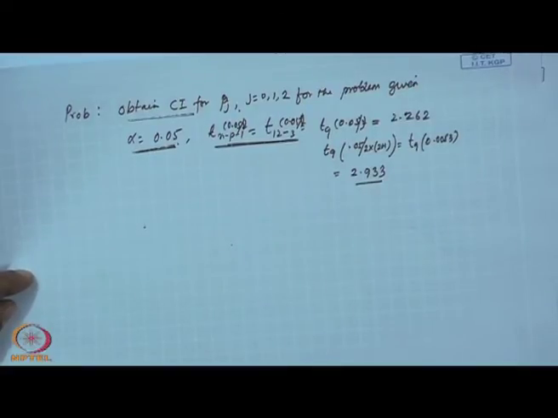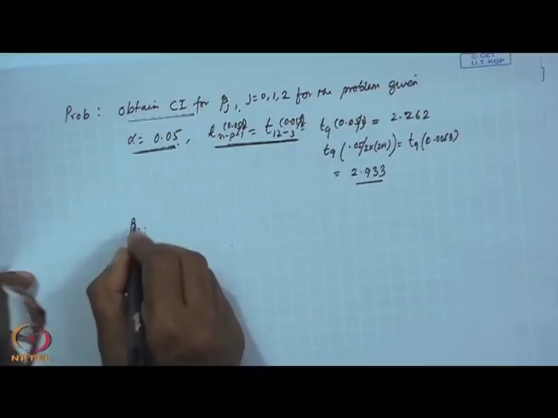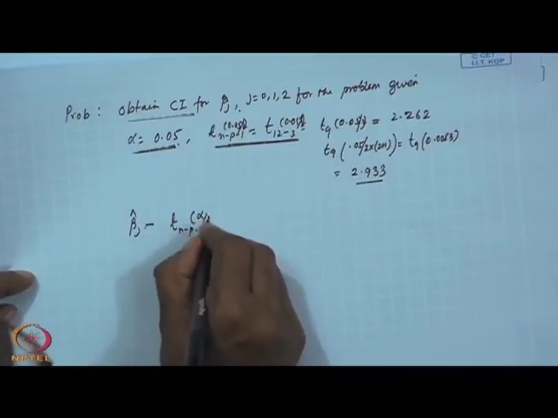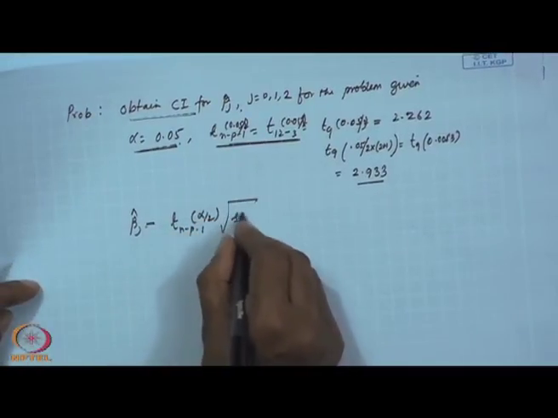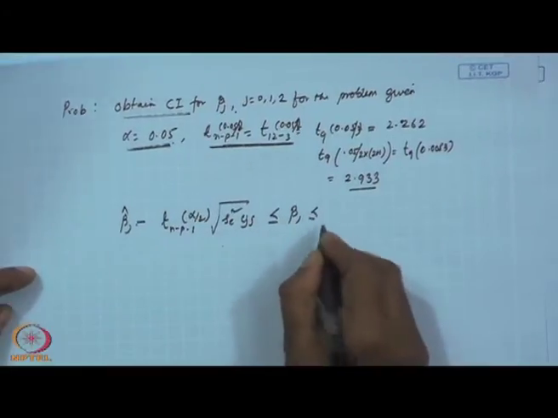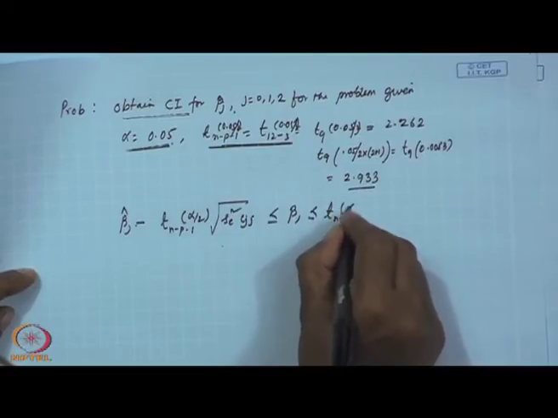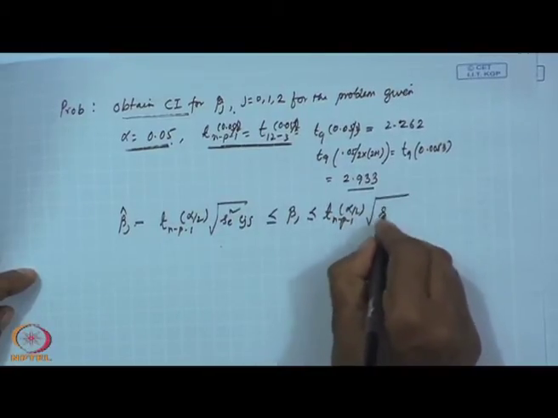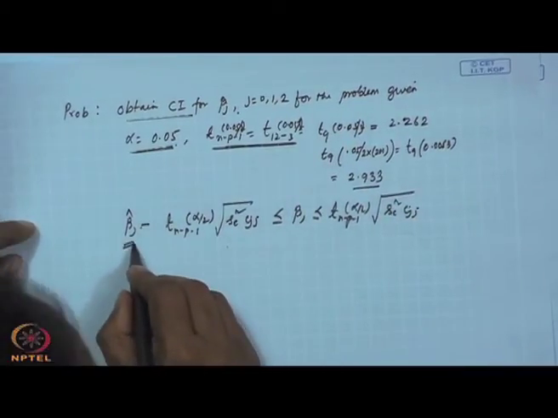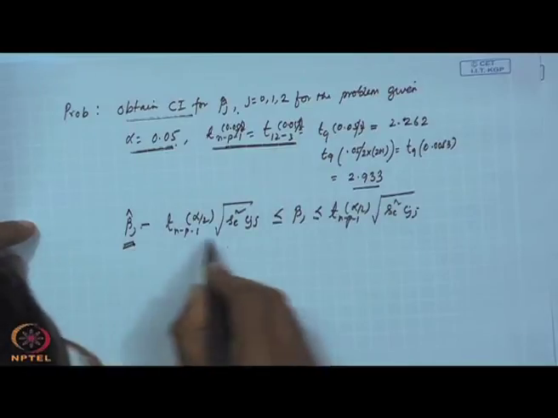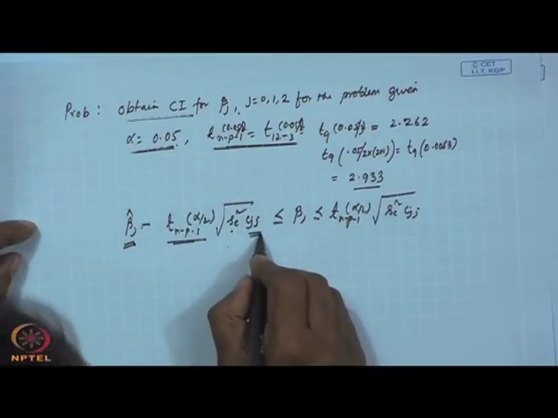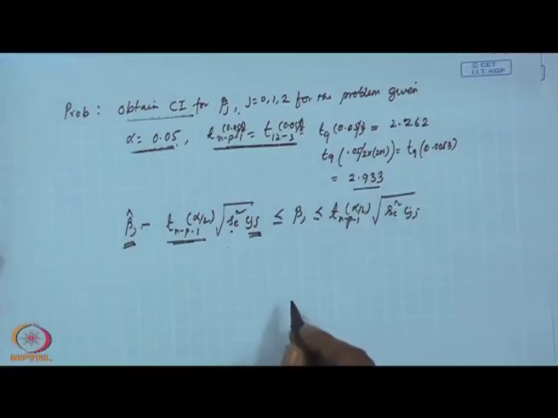You have already seen the formulation: beta j cap minus t with n minus p minus 1 and alpha by 2, times square root of sigma cap square C jj, less than or equal to beta j, less than or equal to beta j cap plus t with n minus p minus 1 and alpha by 2 times square root of sigma cap square C jj. So, here our beta j cap is known. We want to know this value, sigma cap square we have to compute, C jj we also require to know, and so on. Now, how do you get these values?